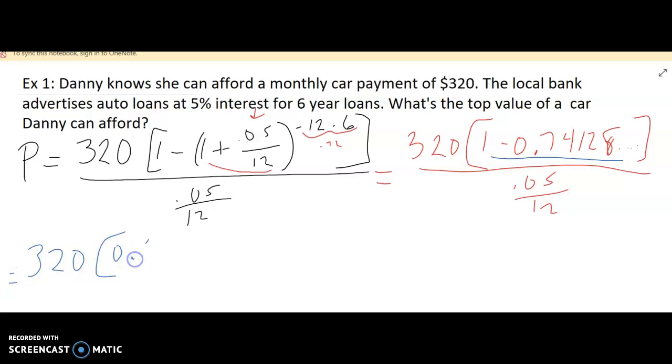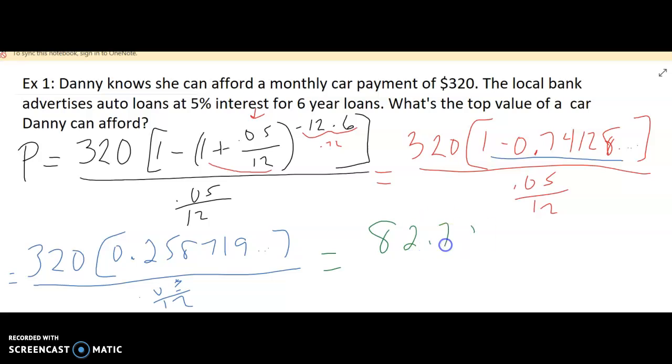320 times 0.258719. Again, it goes on forever. Divided by 0.05 over 12. Well, now I'm going to multiply that answer that's in my calculator, that 0.258719, by 320. So that gives you 82.79, and it keeps going on and on and on, over 0.05 over 12. So now in my calculator, I've got the 82.79.